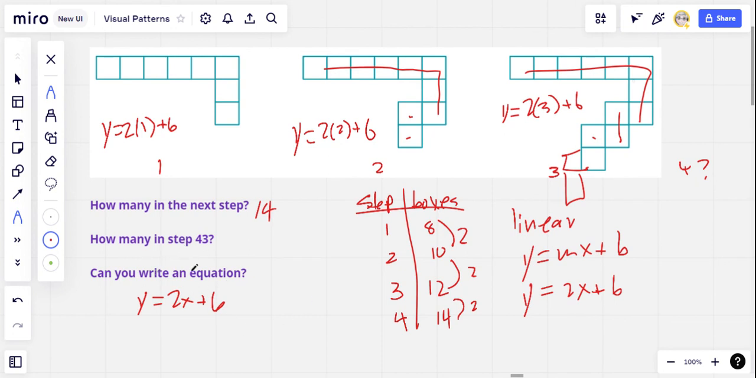Now we can figure out how many in step 43 pretty easily. We're just going to plug in step 43 in our equation. Y equals 2 times 43 plus 6. And 2 times 43 is 86, and plus 6 would equal 92. So I think there should be 92 of these squares in step 43 of this visual pattern.